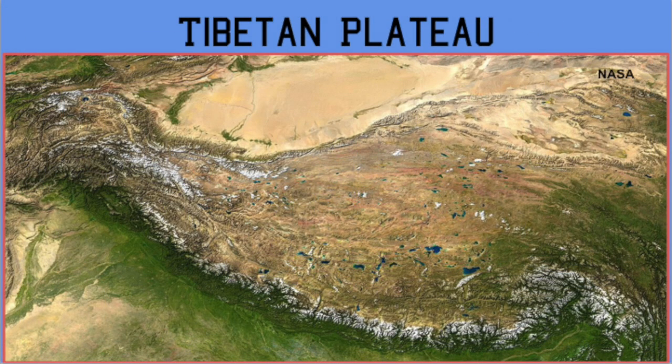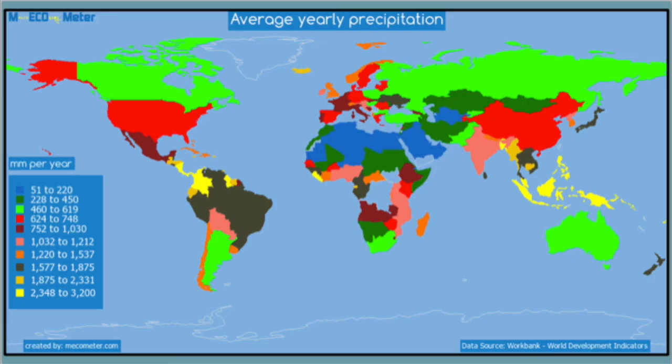The Tibetan Plateau is one example of a rain shadow. The Himalayas block the rain, leaving the Tibetan Plateau dry. Here is a map showing the average annual precipitation around the world in millimeters per year.